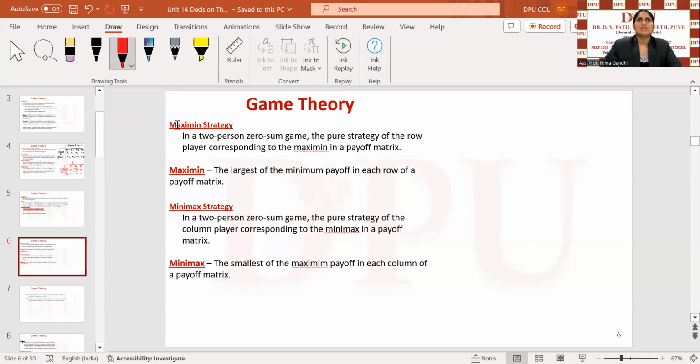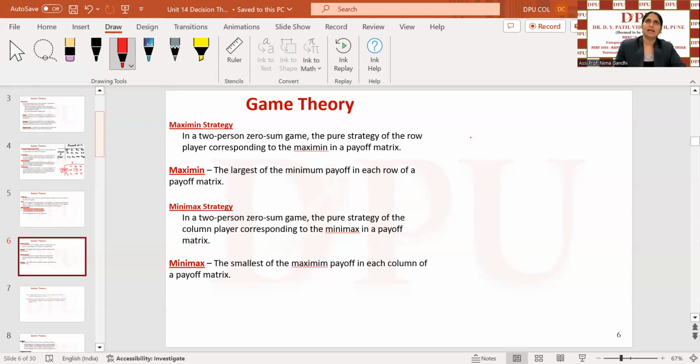So these are the strategies: the maximin strategy and the minimax strategy. What is the maximin strategy? In a two-person zero-sum game, the pure strategy of the row player corresponds to the maximin in the payoff matrix. So who is the row player here? We use the maximin criteria for the row player. The row player is player A.